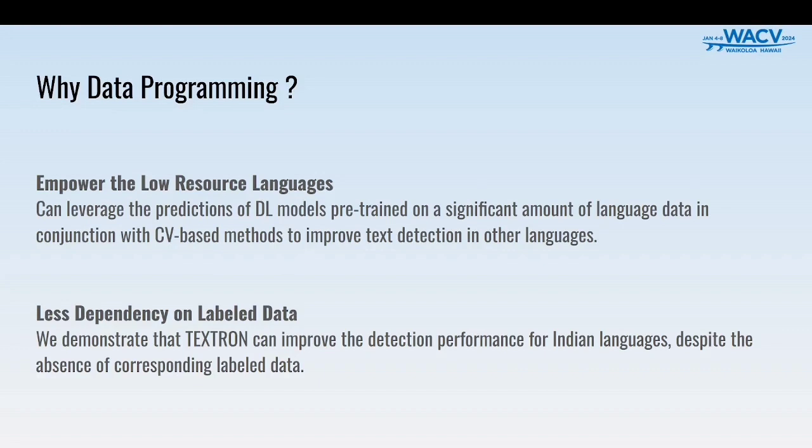Because we are dealing with languages which have less labeled data, or are low resource by default, we try to leverage the predictions of certain DL models that have been pre-trained on a significant amount of language data for some abundant language, and that we could use in conjunction with other methods to improve text detection in low resource languages. This also eliminates or reduces the dependency on labeled data.